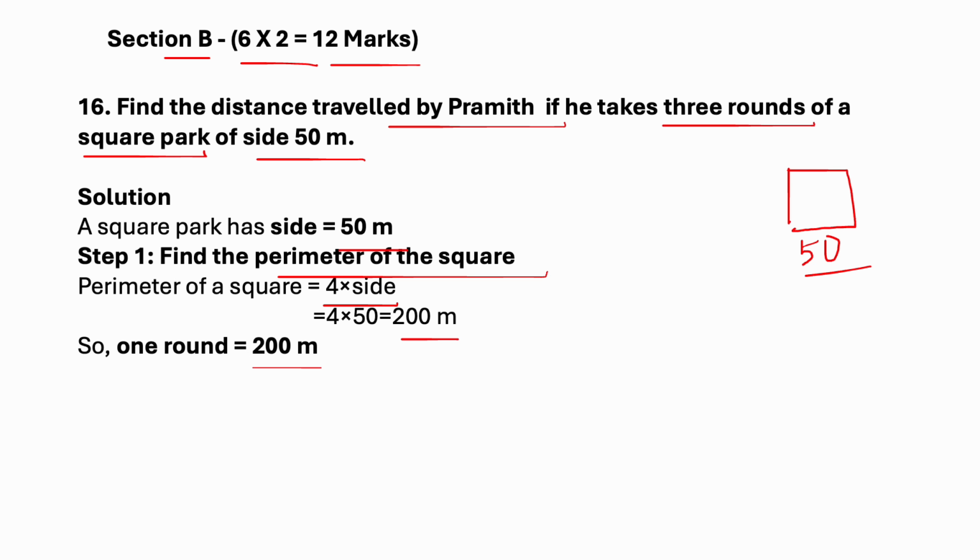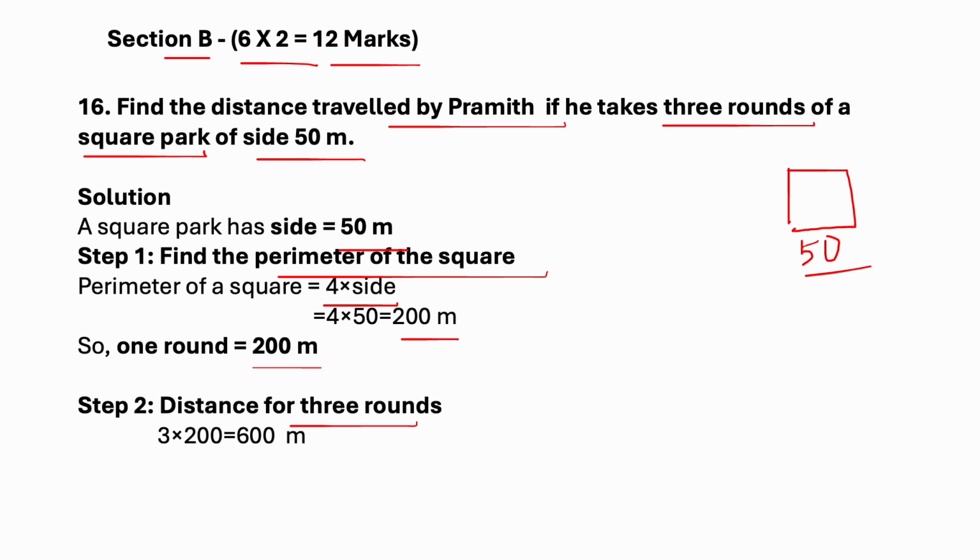But Pramit, he travelled 3 rounds. So distance for 3 rounds is 3 into 200. One round is 200 meters. So 3 rounds, 3 into 200, that is 600 meter. So Pramit travels 600 meters.